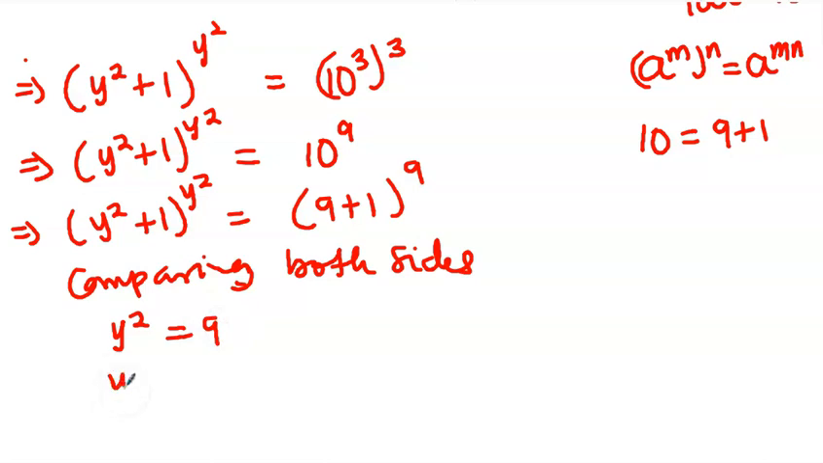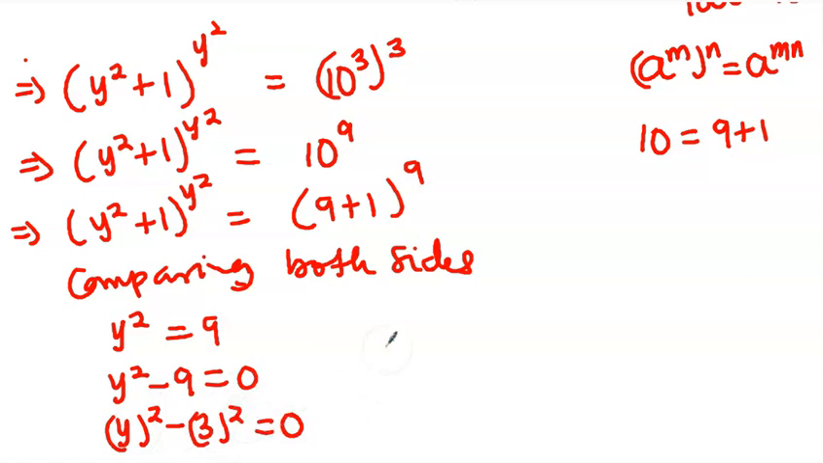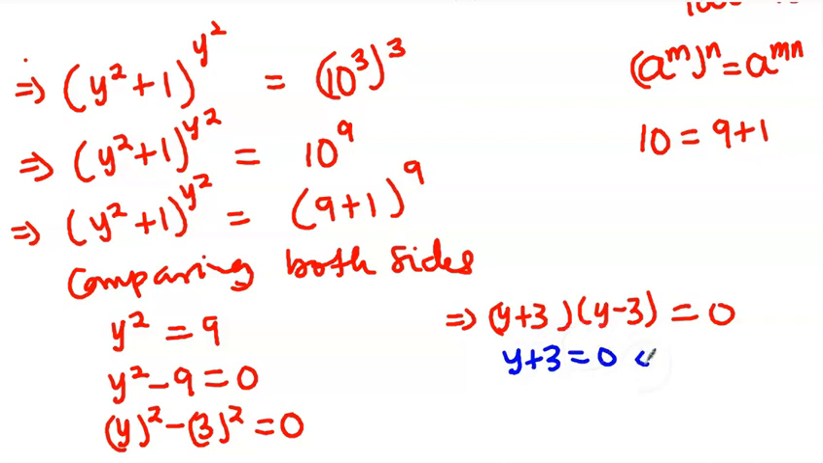So y squared minus 9 is equal to 0 when we bring it to the left hand side. And we can write it as y all squared minus 3 all squared is equal to 0. Now this is difference of two squares. And this implies that (y plus 3) times (y minus 3) is equal to 0. And if you have something like this, y plus 3 is equal to 0 or y minus 3 is equal to 0. So with this, y is equal to minus 3 or y is equal to 3.